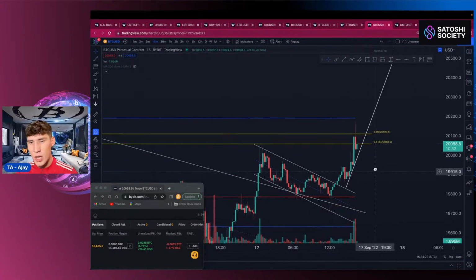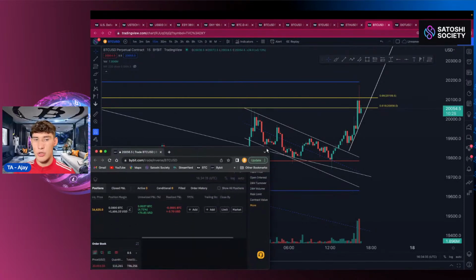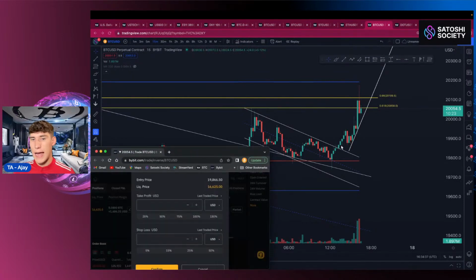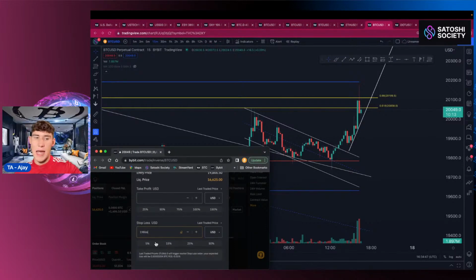Now, I did say in the last stream that I would potentially take profit at this golden pocket. I'm not going to do that. What I'm going to do is add a stop loss at the entry point. The entry point was 19,866 approximately. So I am going to add that as the stop loss, and then I'm just going to let this trade ride out.